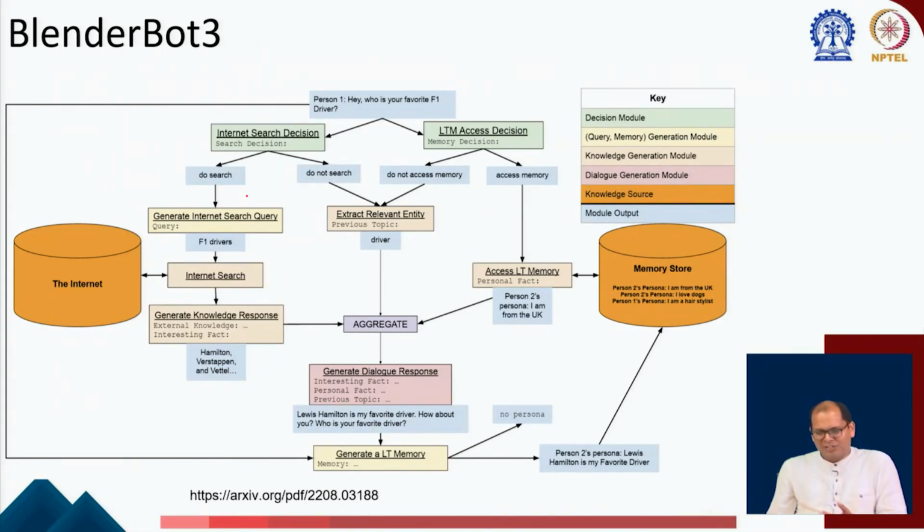So as I mentioned, we'll just see the architecture for BlenderBot 3. That was one of the latest models. It had 175 billion parameters. So given a query like, hey, who is your favorite F1 driver? It will go through various different kinds of modules. You see here, it will go through internet search decision. Okay, given this particular turn, should I search the internet?